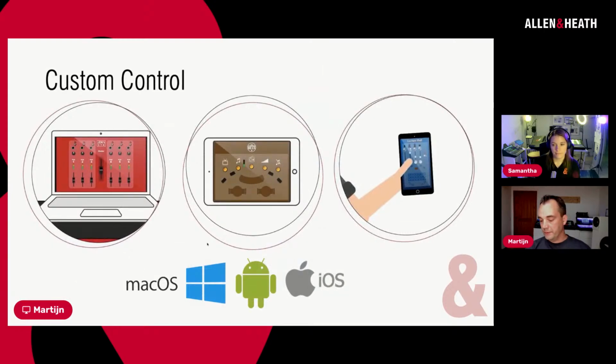And custom controls, Samantha. Yeah, so a custom control, for those of you that have not heard of it, is a free application that we make that allows you to create your own applications on Mac OS, on Windows, on Android devices, and on iOS devices. It's a way to create branded content or really accessible control over the AV system. And it works with AHM64, of course. We couldn't bring it up here if it didn't work. AHM64, but also dLive and Avantis.